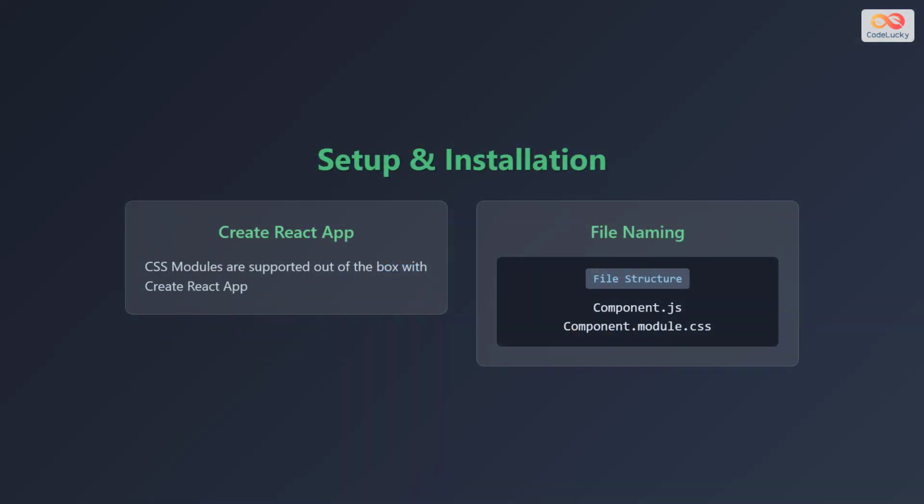Let's talk about setting up CSS modules in your React project. The good news is that if you are using Create React App, CSS modules are supported out of the box, so no additional configuration is required. To use CSS modules, you simply need to follow a specific file naming convention. Name your CSS files with the .module.css extension. For example, if you have a component called component.js, its corresponding CSS module file should be named component.module.css.